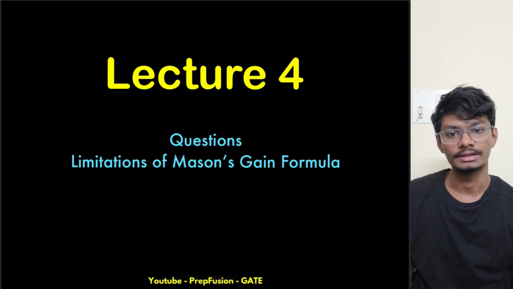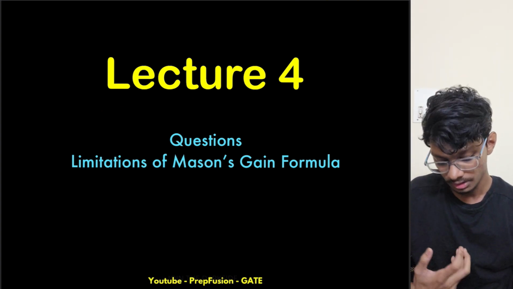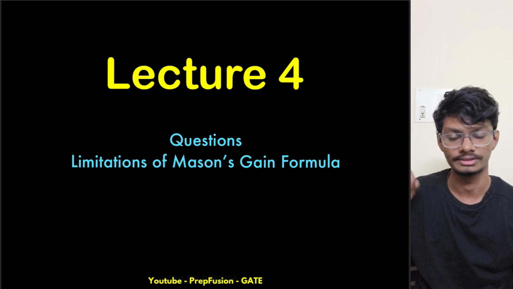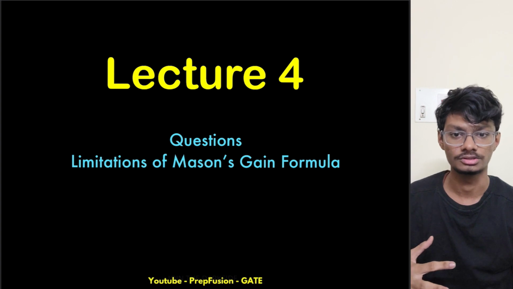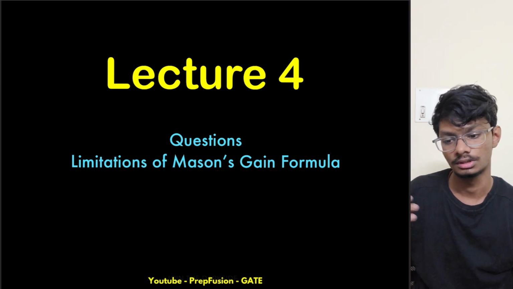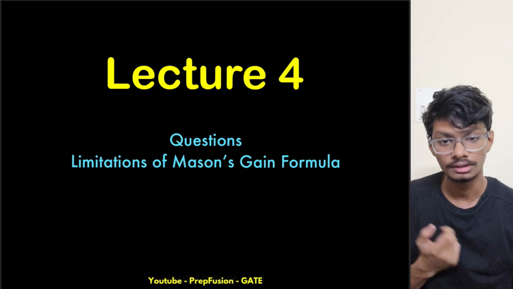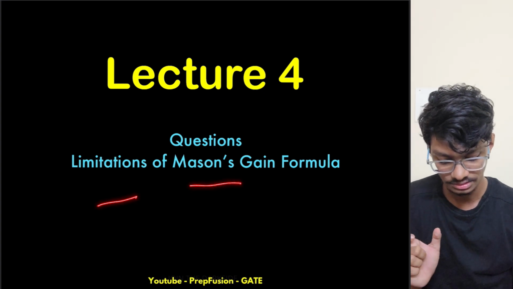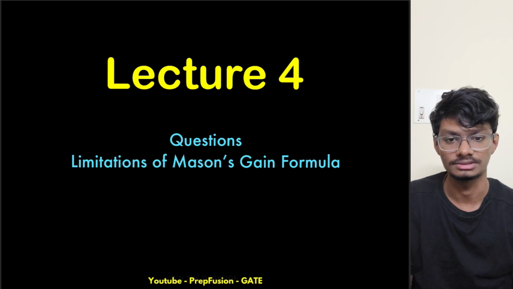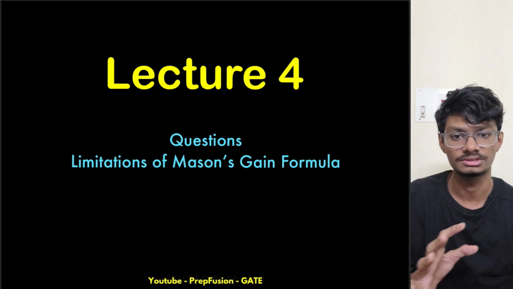So today we will be starting lecture 4 of block diagram and SFG, right? Previously we did a few questions, and before that we learned what a signal flow graph is. In this lecture also I will do a few more questions to get a good grip on the signal flow graph topic, and we'll learn the limitations of Mason's gain formula. What are the limitations when we cannot use Mason's gain formula, and what modifications do we need to make to be able to use it?